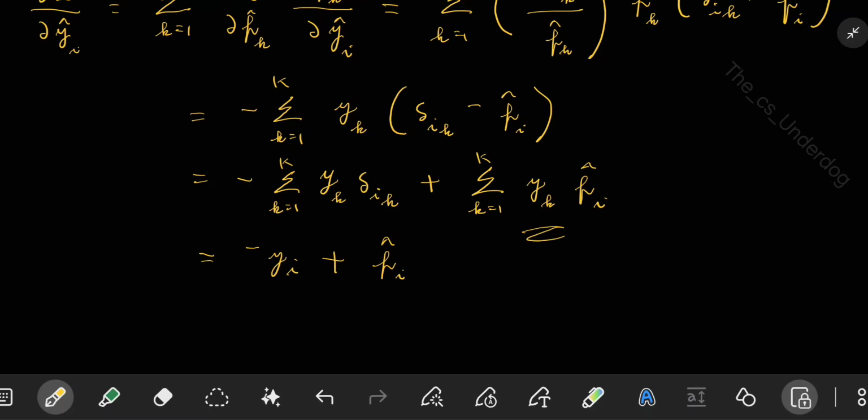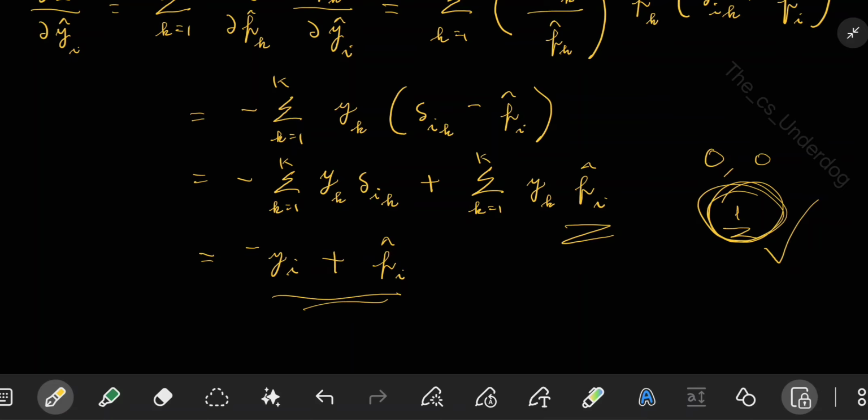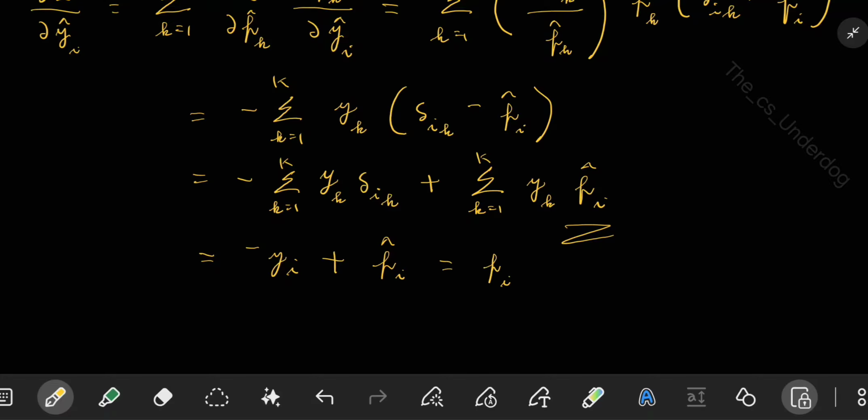Why is it pi cap? Because if you take all yk's, all of them will take 0, which will cancel out that particular term. One particular yk will take value 1. This will be the true label. So for that particular yk, pi cap will remain. So that is why it will be minus yi plus pi cap. It will be better if I write it like this: pi cap minus yi. So this is the best way of writing this. So this derivation is over.